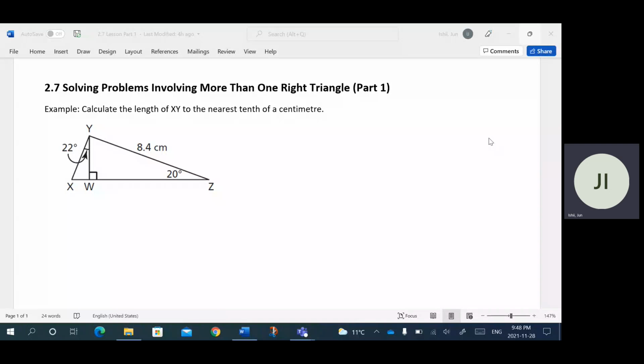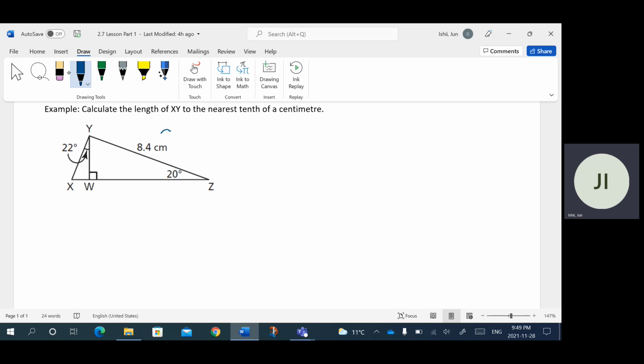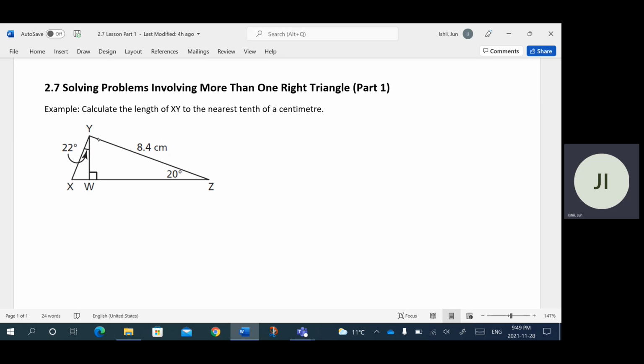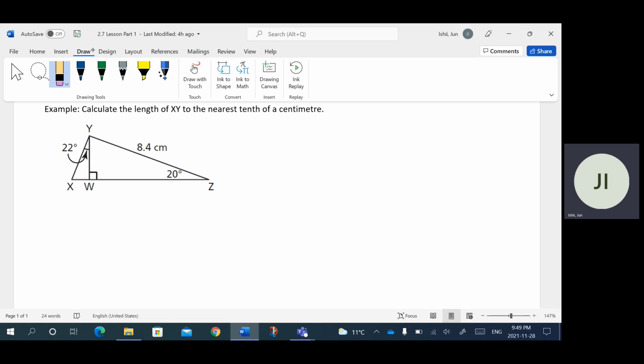All right, so in this lesson, we're going to be solving problems involving more than one right triangle. Basically, we're going to have diagrams here where there are two right triangles, and we would have to find a certain length. So what you'll find is that with the two right triangles, they will actually share a common side. So let's just go into this first example here.